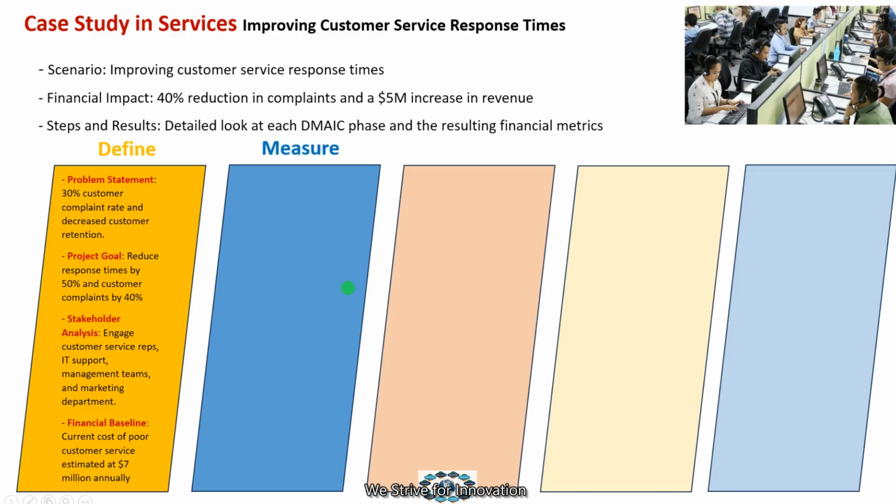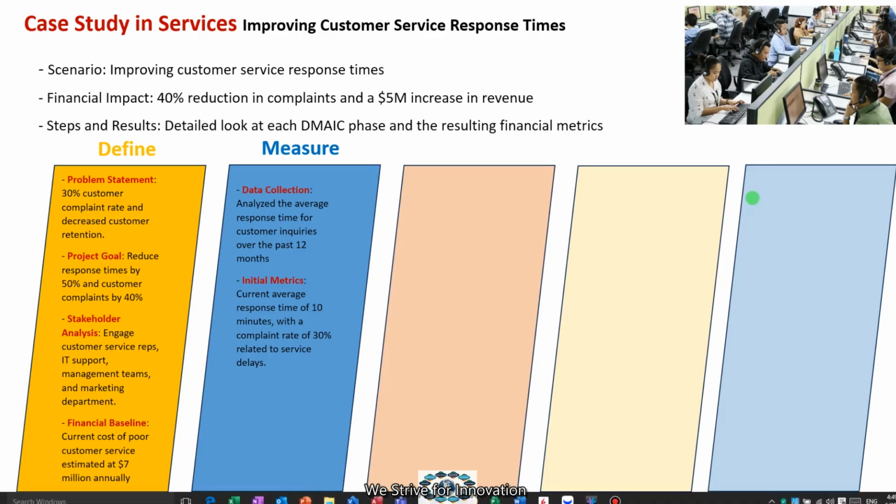Now in the measure phase, you will start doing data collection. You will analyze the average response time for customer inquiries over the past 12 months, including both phone and digital channels. What will be your initial metrics? Current average response time of 10 minutes with a complaint rate of 30% related to service delay.